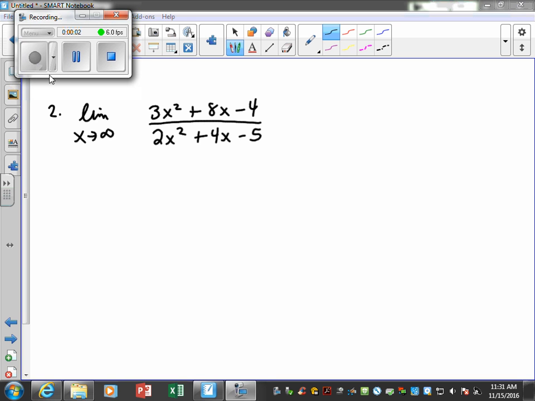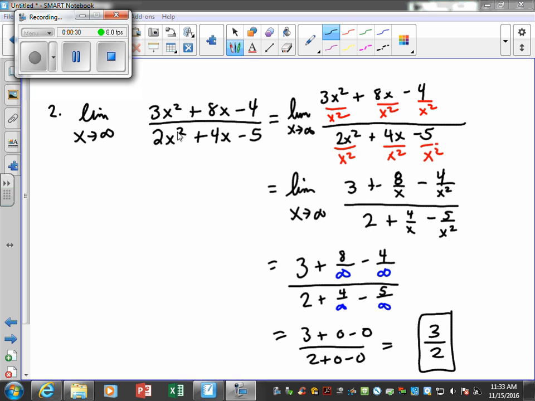For limits at infinity, the first thing you want to do, as we're approaching infinity, is divide the numerator and denominator by the highest power of x in the denominator. So divide all of the terms by x squared, simplify that, substitute in your values for infinity, and then solve. Evaluate the limit.